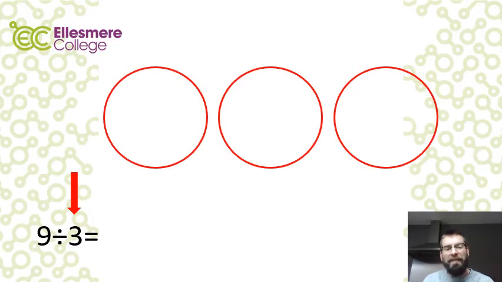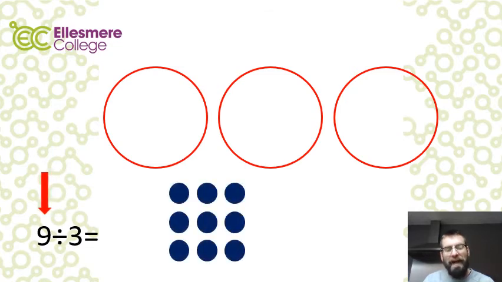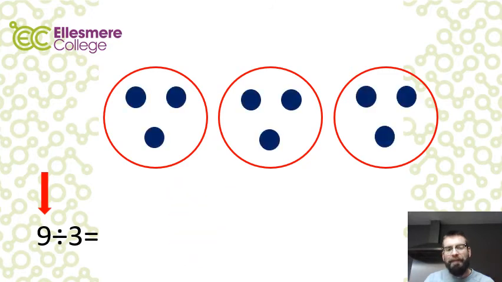Then we look at how many we're sharing out. So in this case, we're sharing 9 out. I'm going to use dots, but remember, counters can be useful for this as well. So once we've shared these 9 dots out into the circles, we'll see how many are in each circle. In this case, you can see we've got 3 in each circle, which means 9 shared into 3 equals 3.